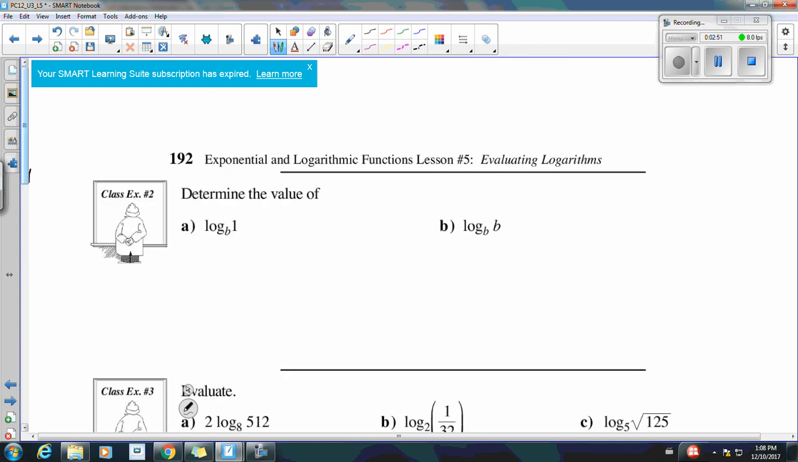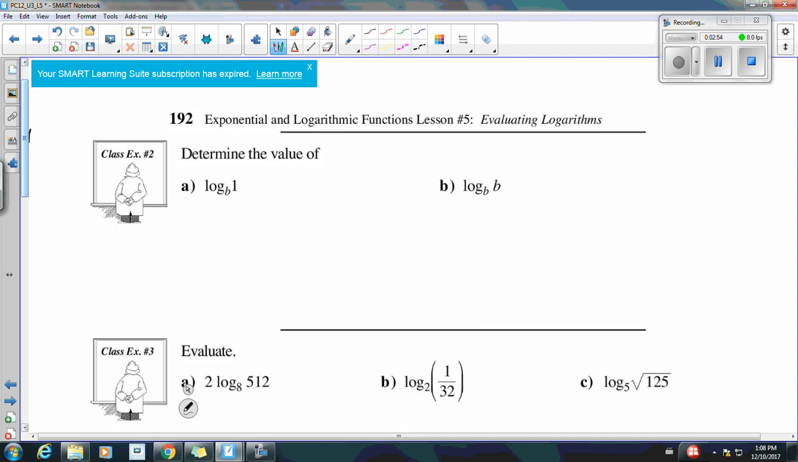Next one, determine the value of log base b of 1. This generalizes it a little bit, like those last two cases. If we make this equal to v, b to the v is 1, so we know that v must be 0. No matter what your base is, log base anything of 1 must equal 0. Next one, log base b of b. This is really asking b to the power of what gives us b? Or if you change forms, b to the v equals b. v must equal 1.